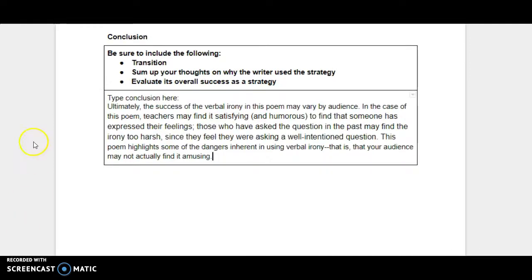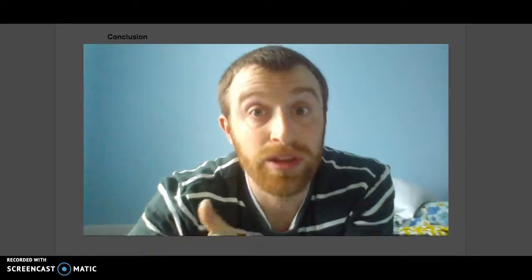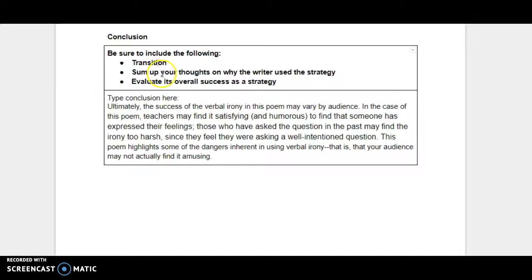And for your conclusion, we need to include a transition of some kind, which is not "in conclusion." You guys know not to use that transition. I need to summarize all my thoughts on why the writer used this strategy, meaning why the creators used irony. And then I need to evaluate its overall success as a strategy. And so that's what I've done here. And it works. And I'm done.